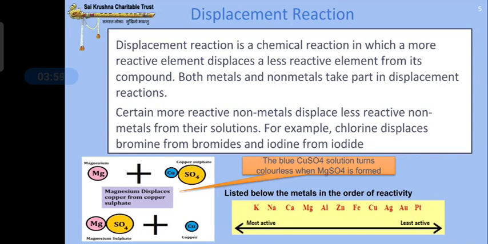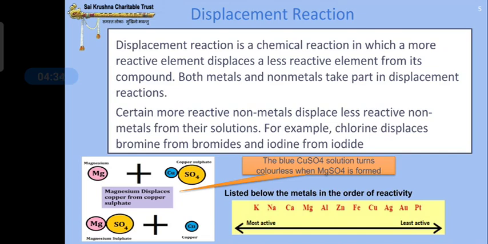You can see the order of reactivity here. First is potassium, sodium, calcium, magnesium, starting from K. These are the most reactive metals, and the least reactive, as you can see here, is platinum. Clear? So the order of reactivity is like this. Next, certain more reactive non-metals displace less reactive non-metals from their solutions. For example, chlorine displaces bromine from bromides and iodine from iodides.